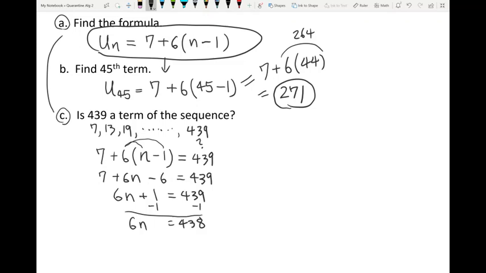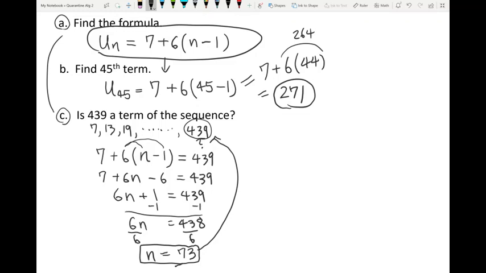And what's the last step? Divide by 6. Take out your calculator. 438 divided by 6. What is it? It is 73. Now we're not quite done yet. Now what did we find out? We just found out that n, the 73rd term of the sequence, is going to be 439.